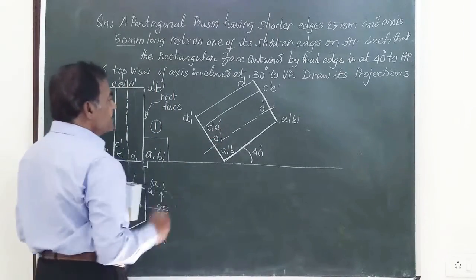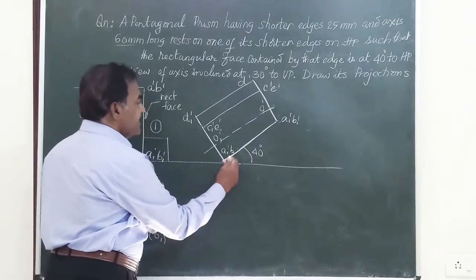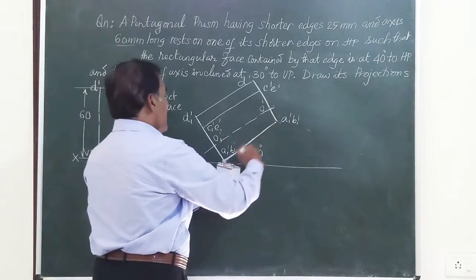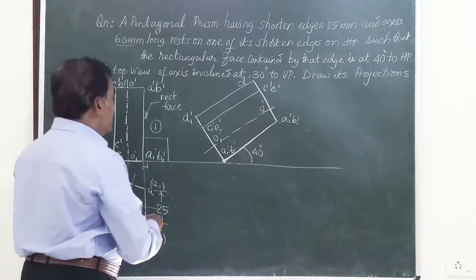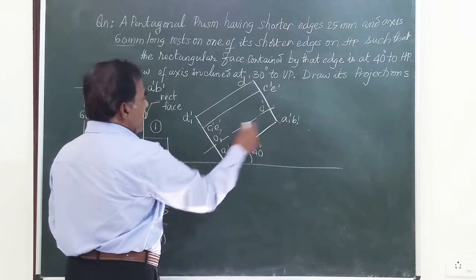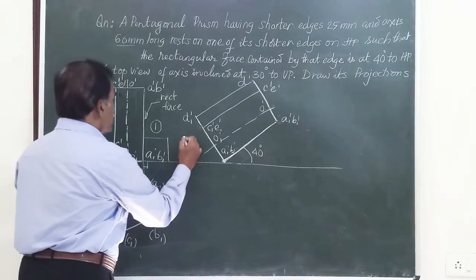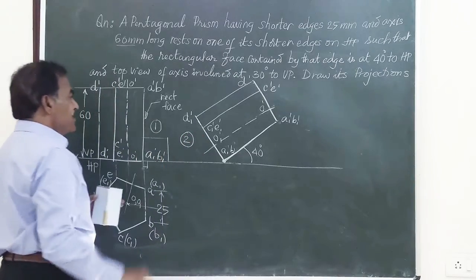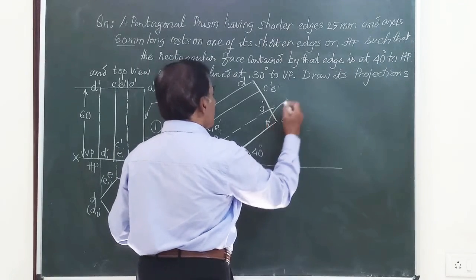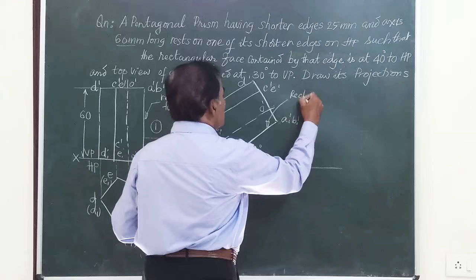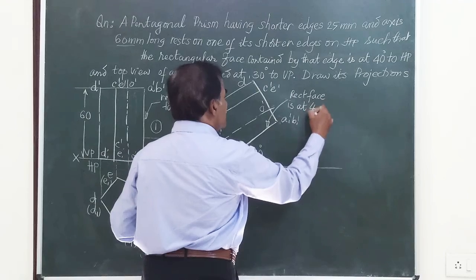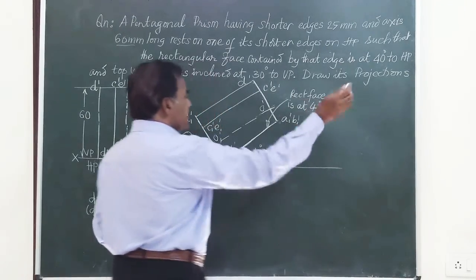Friends, now how to construct this figure? So here take some point A dash, B1 dash on the XY line, mark a line of this length here at an angle of 40 degrees. Then you know this is 90 degrees, just transfer the dimensions here. And this line is parallel to this. So what you have got in figure 2 is the photocopy of figure number 1. Now I will just write down here that the rectangular face is at 40 degrees to HP.